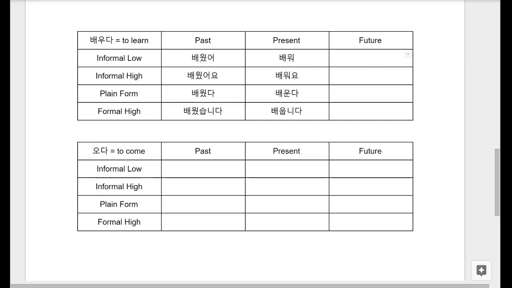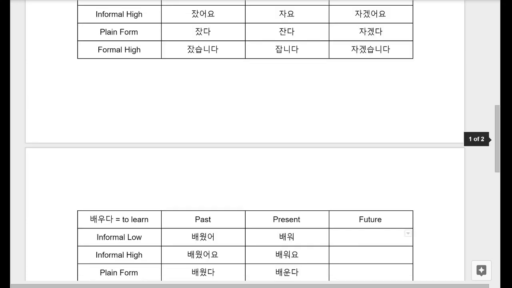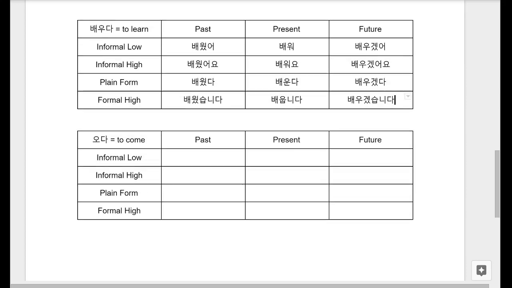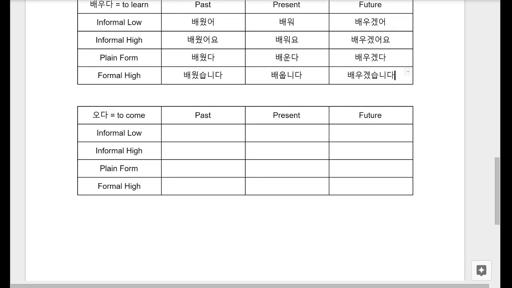The future is going to be the same in every case as we saw up here, just with a different formality. It would be 배우겠어, and then I'll just copy this because I know it's going to be the same. 배우겠어요, and then 배우겠다, and then 배우겠습니다. The final verb I would like you to try is 오다, which means to come, and you can pause the video now.